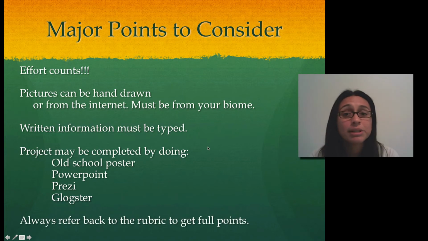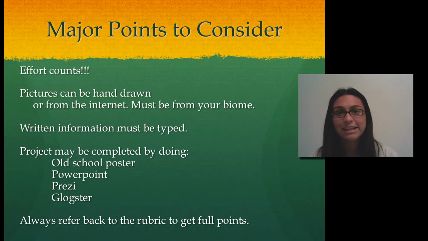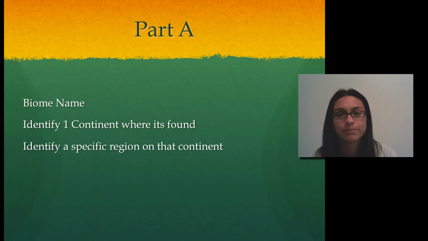Finally, as you complete this project, always refer back to the rubric. The rubric has everything that I'm looking for and tells you what I'm looking for specifically on each section. So if you're following the rubric, you're almost guaranteed an A as long as you have the right information as well. Alright, now the parts that you have already been assigned. So I'm going to go through A, C, D, and E, so that way you know and understand what I'm looking for on these parts.